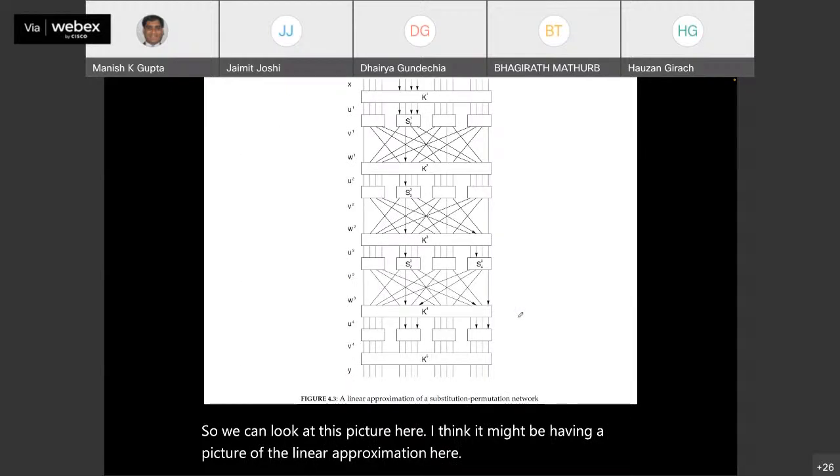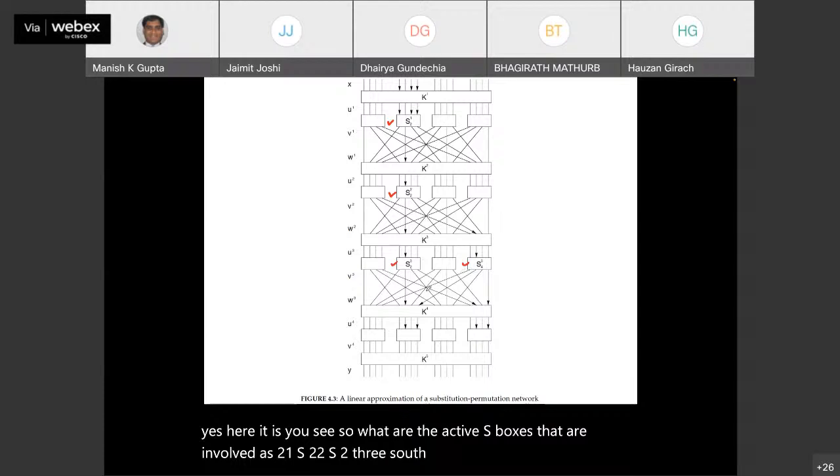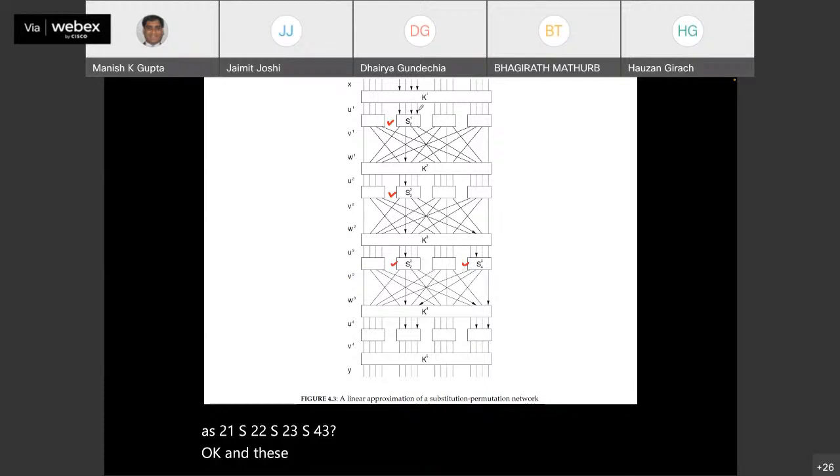Yes, here it is. You see. So what are the active S boxes that are involved? S21, S22, S23, S43. Okay, and these arrows are there. So lines with arrow correspond to random variables that will be involved in linear approximation. So these are the arrows.